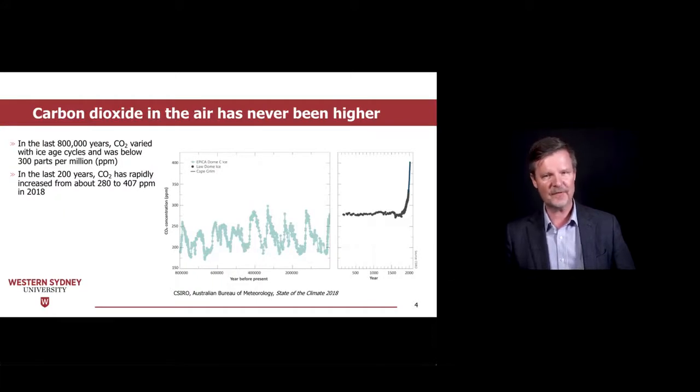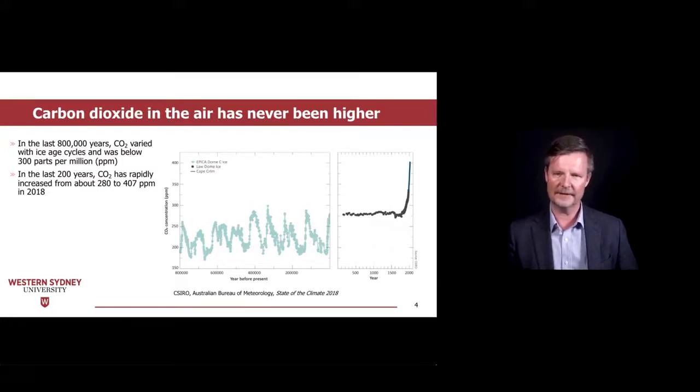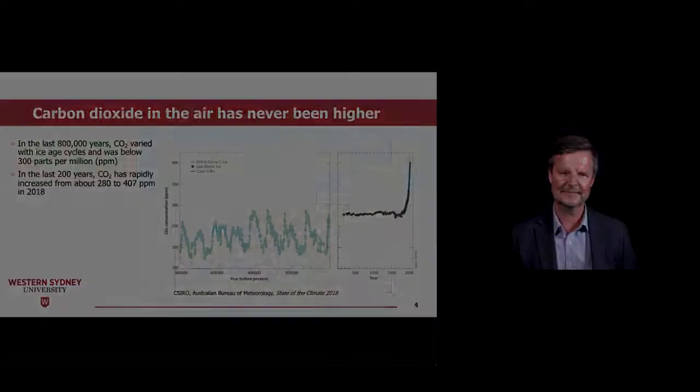But this all changed following the Industrial Revolution and acceleration of fossil fuel use some 200 years ago. In January of 2020, concentrations of carbon dioxide reached 413 parts per million, nearly 50% higher than levels at the advent of the Industrial Revolution.